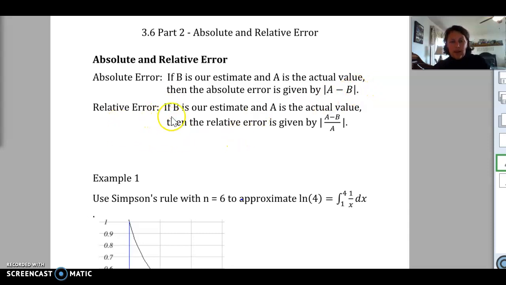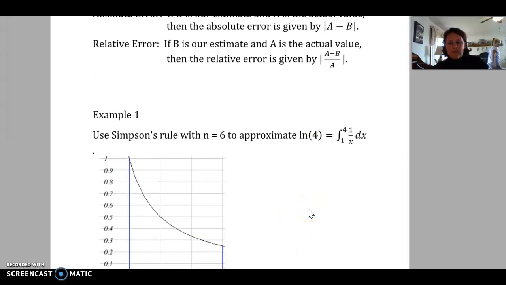The relative error is going to be when we make a percent out of it, or compare it back to the actual value. So we would do the difference of B and A, an absolute value of those, but then you would put it over the actual value A, so make an equation of it that way. If you multiplied it by 100, then you would have a percent of the error. So absolute error, relative error, a couple of different ways that we look at the error in numerical integration.